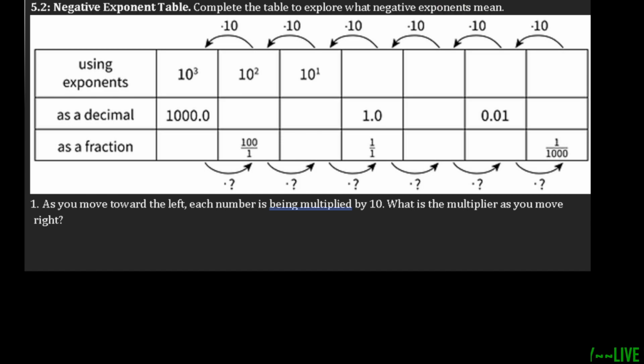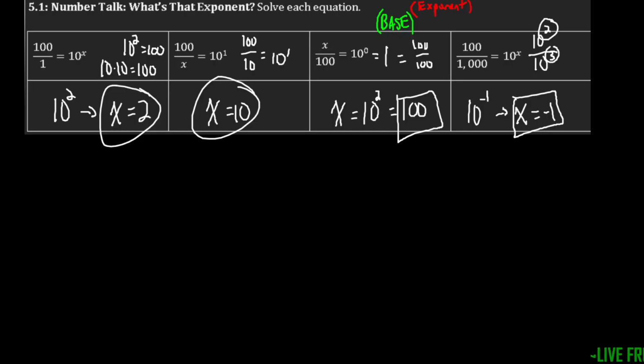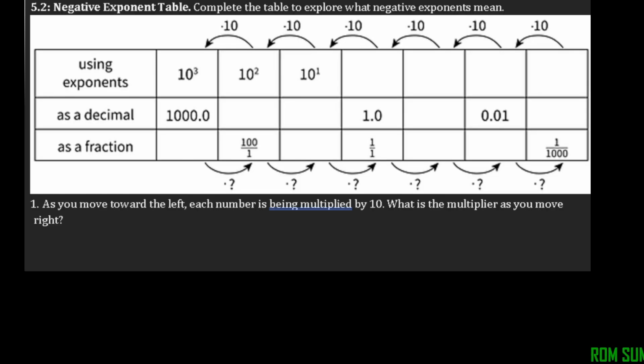So the next part says complete the table to explore what negative exponents mean. If you look at it, as you're moving to the left, we're multiplying by 10 each time. And if we look at these ideas, if we move to the left, our exponents are increasing, so we're multiplying by 10 each time.